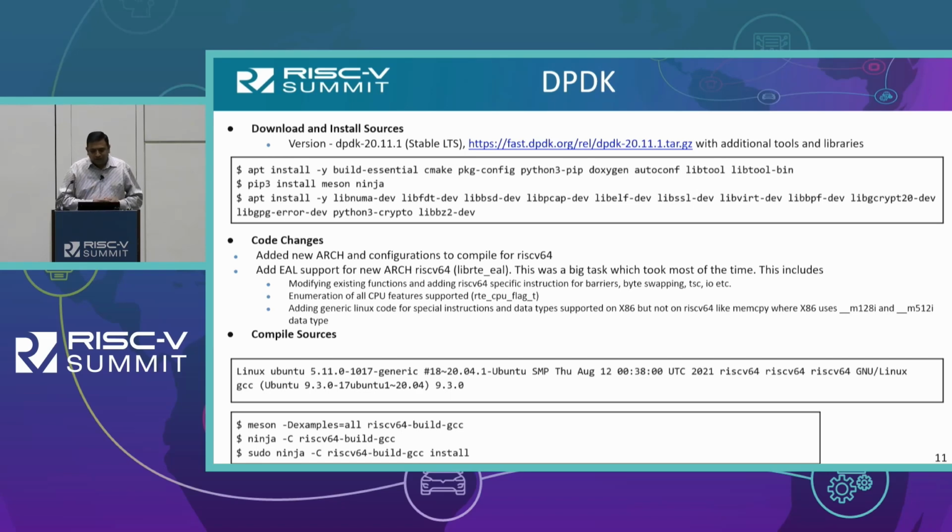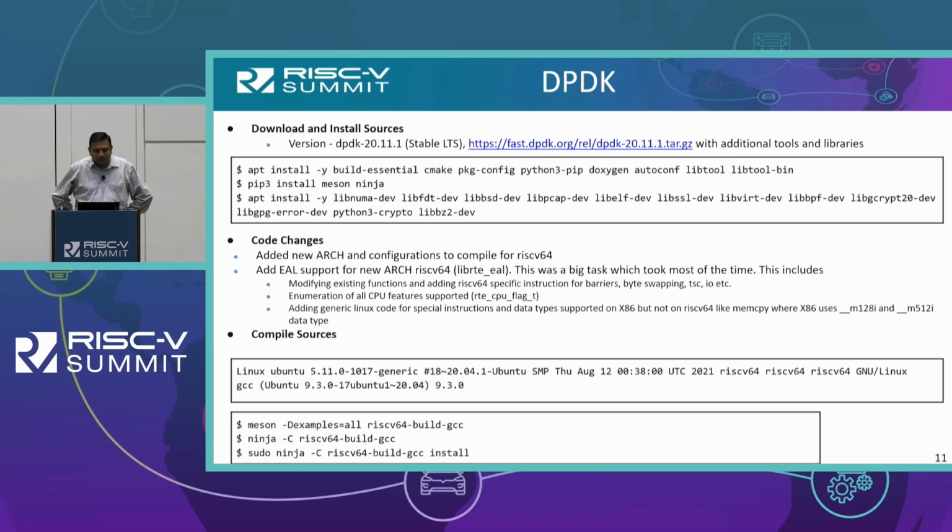So in addition to the tools and libraries that were downloaded and installed, the first thing was to add a new arch and configurations to compile for RISC-V 64, because there is none existing today with DPDK. So none of the distros support DPDK either. So we had to do this from pretty much scratch. And then we had to add the EAL support for the new arch, which is the RISC-V 64 architecture. And this was a big task.